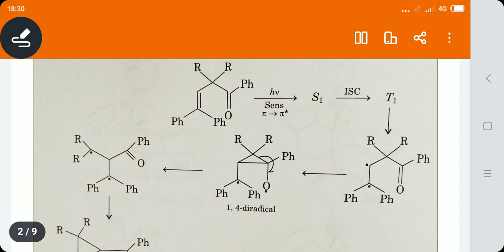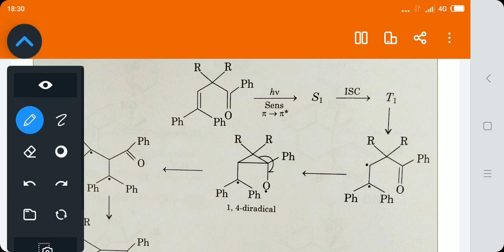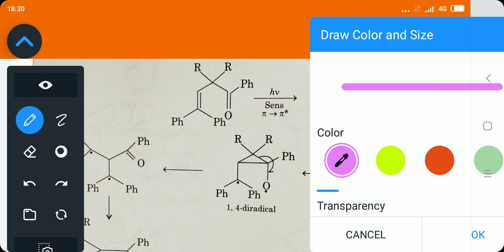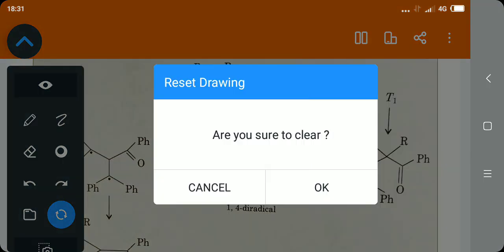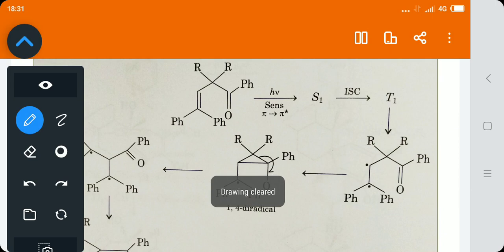So here our substrate is a beta gamma unsaturated ketone. If I label the carbon adjacent to the carbonyl as alpha, the adjacent carbon will be beta and this is going to be gamma. So it is a beta gamma unsaturated ketone. So that is the substrate.